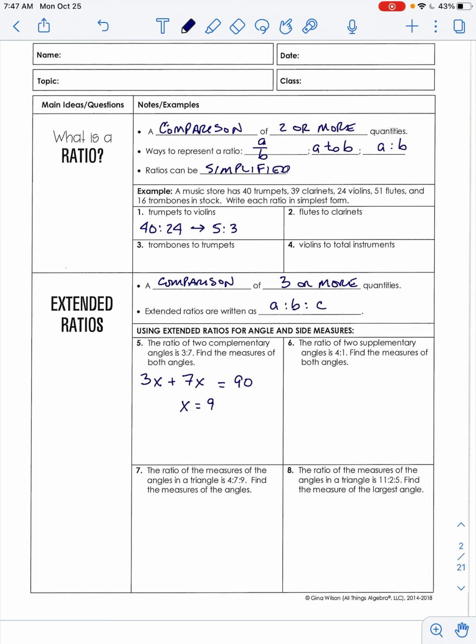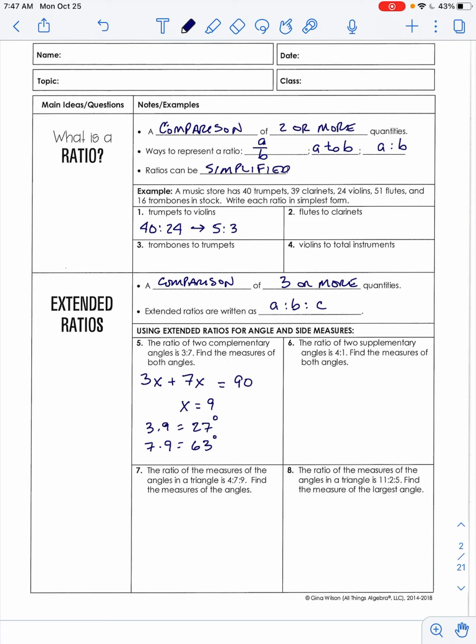And then what would we do to find the two angles? We would take 3 times 9. So one of the angles is 27. Then I would take 7 times 9, which would give me an answer of 63, sorry. And then we could check it, right? They both add up to be 90. All right, just to emphasize that one more time.